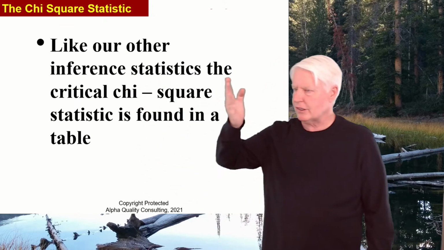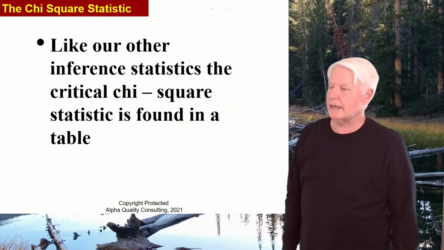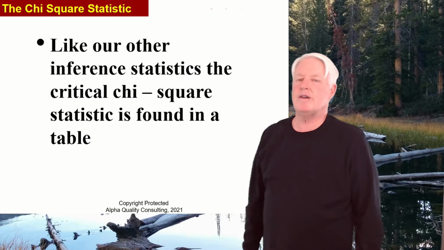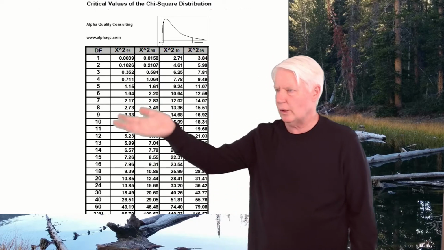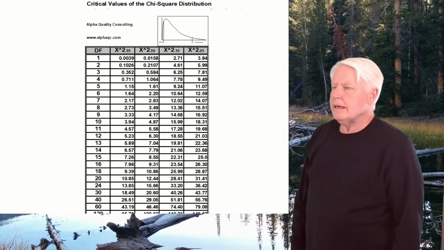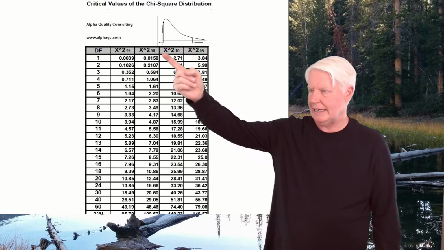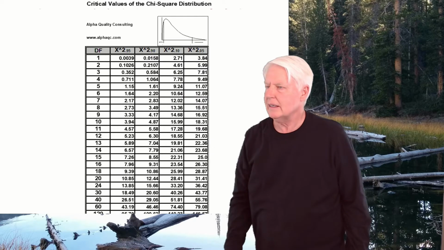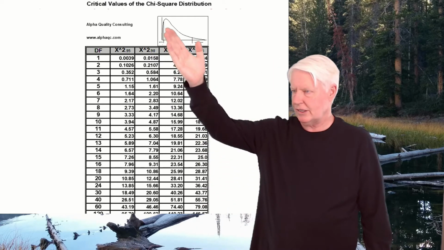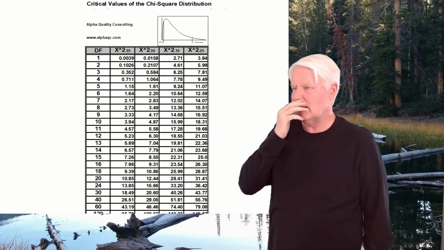Like our other inference statistics, the critical chi-squared statistic is found in a table. This is the chi-squared table right here. And notice it has alpha risk of 5%, 10%, 90%, and 95%. Notice this is not symmetrical. It's skewed to the right.